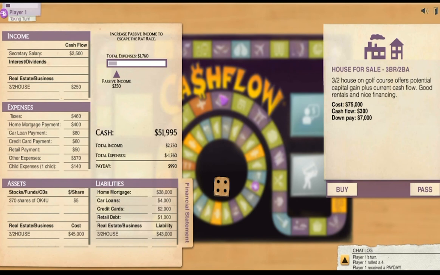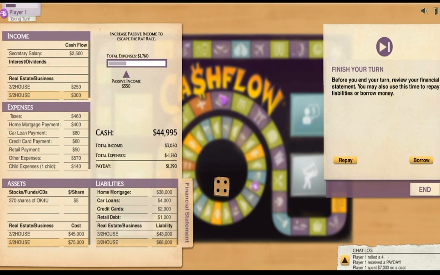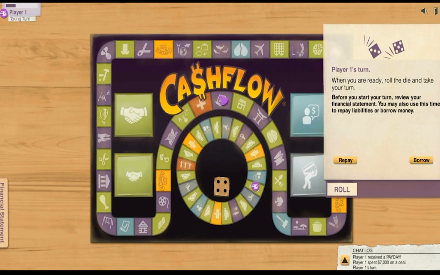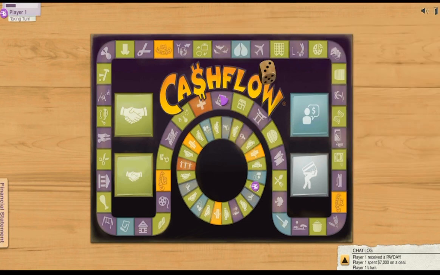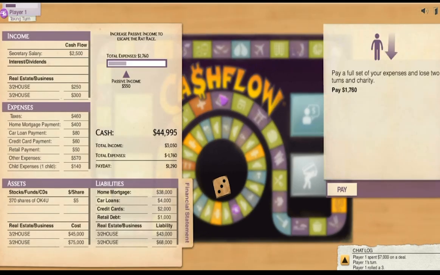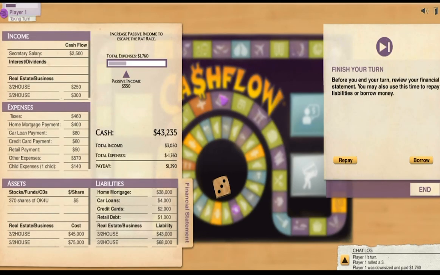Cost 75. Okay, now the cost is 25, and cash flow is nice, 300, and down payment is only 7,000, so I have a lot of cash. I will buy it for sure, because we need to have a lot of cash flow. It's the basic of this game to have much cash flow. Now it's a payment. I will buy it.